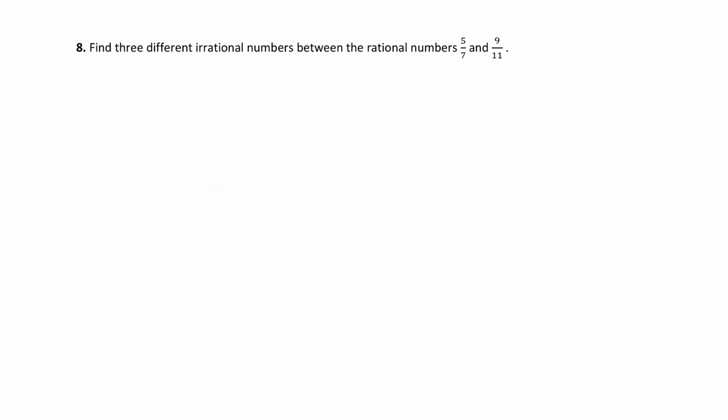Find three different irrational numbers between the rational numbers 5 by 7 and 9 by 11. Okay, so let's find the decimal expansion of 5 by 7 and 9 by 11. So let's write 5 by 7. Alright, so let's divide 5 by 7. So we will get its decimal expansion. So let's say 0, we will put decimal and extend it. 7 7s are 49. So the remainder is 1. 7 1s are 7. So we will get remainder as 3.